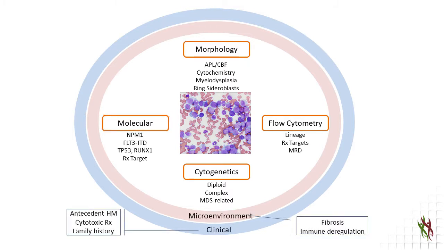Last but not least, we consider a diagnosis of AML within the appropriate clinical context, and we're always mindful and should always be looking for relevant clinical information, such as whether the patient had an antecedent hematologic malignancy like an MPN, a myeloproliferative neoplasm, or a known MDS, myelodysplastic syndrome.